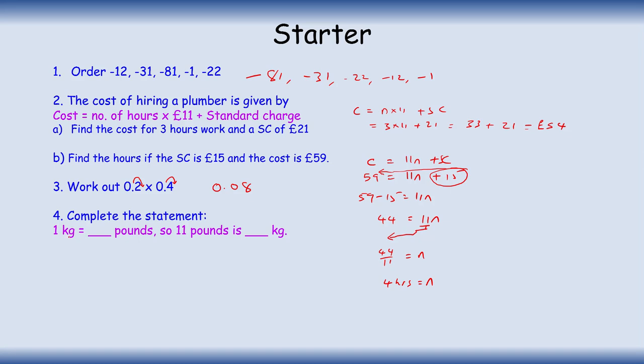And the last one, 1 kilo equals how many pounds? So one you've got to learn, 2.2, so 11 pounds is going to be 11 times 2.2, which is 24.2.